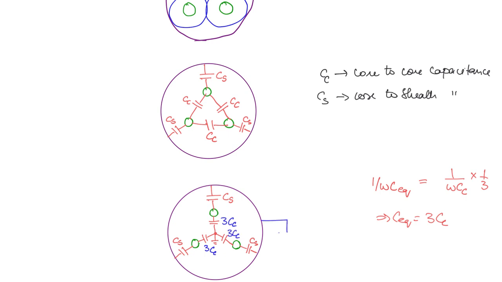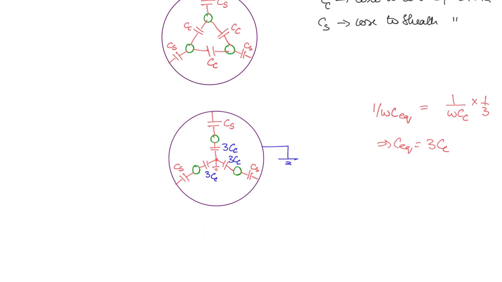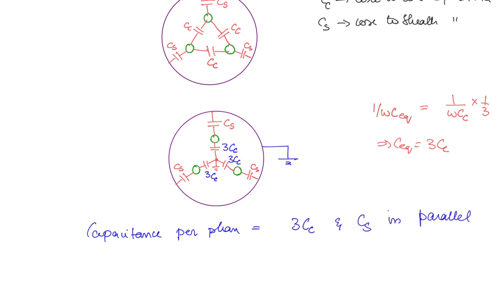Now the metallic sheath will also be at ground potential. So what will be the potential from each conductor to the ground? Through this conductor there is one capacitor going like this, another capacitor like this. So you have two capacitors in parallel. Okay, so capacitance per phase is equal to 3 Cc and Cs in parallel. Capacitors in parallel will be added, so this is going to be 3 Cc plus Cs. So this is the effective capacitance per phase.